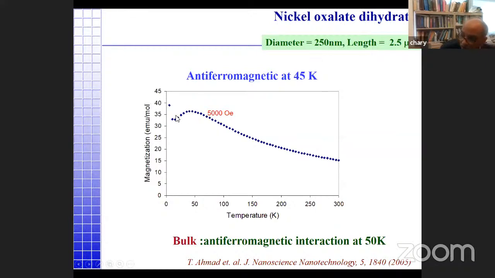What this decrease tells you is the material is getting ordered antiferromagnetically below 45. But then you look at the bulk material, that's not supposed to happen at 45, but it should be happening at 50K. So in other words, what happened is, when I reduced the size of this material, I was able to push the antiferromagnetic ordering temperature, in the world of physics we call it the Néel temperature, from 50K to 45K. Again, I'm defying the laws of thermodynamics here.